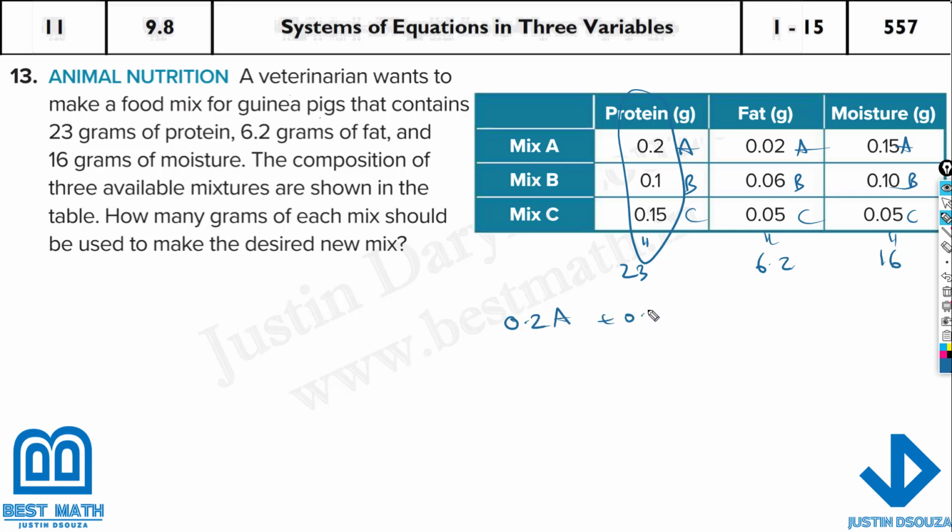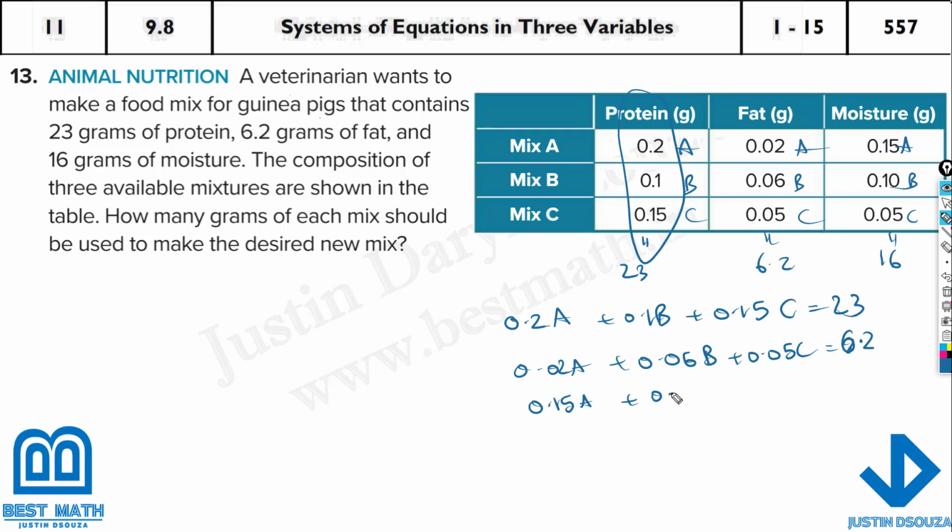0.2A plus 0.1B plus 0.15C is equal to 23. This is all the proteins. And here we have 0.02A plus 0.06B plus 0.05C, which is equal to 6.2. And lastly, we have 0.15A plus 0.10B and 0.05C, which is equal to 16. Just put this in the calculator, you will get the answers.